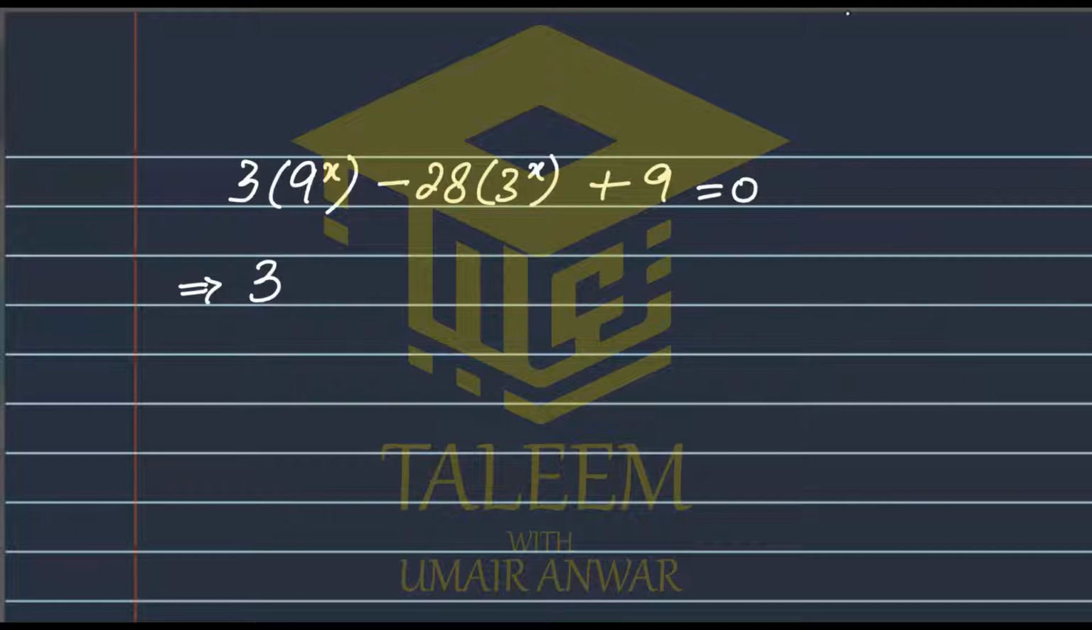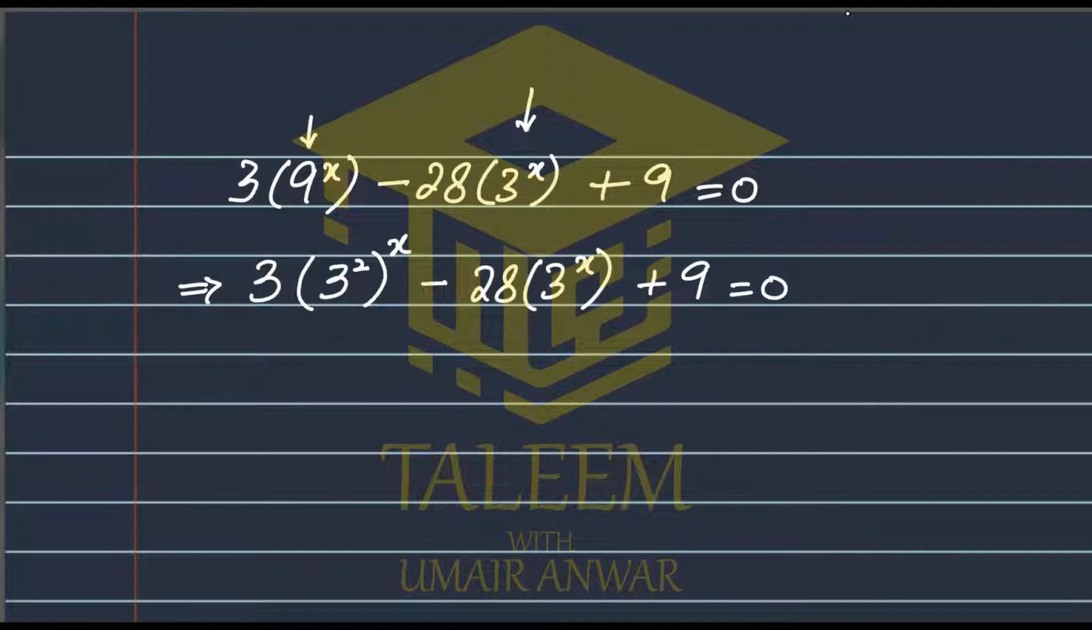If I try to solve this exponential equation by using the same method of substitution and assumption, then the first thing I'm going to do is try to get something with the same base. So in the second term, there is a base of 3 and 3 raised to x is written. So I would like to convert this 9 into a base of 3 also. So instead of writing a 9, I'm writing 3 square, and then there is an x in the exponent, and we have minus 28 times 3 raised to x plus 9 is equal to 0.